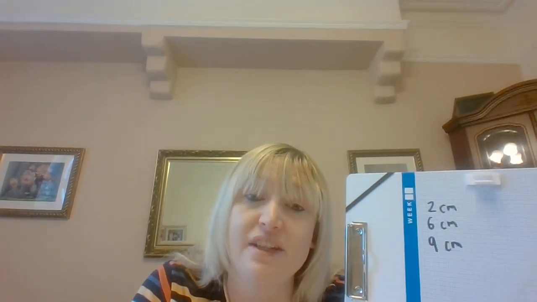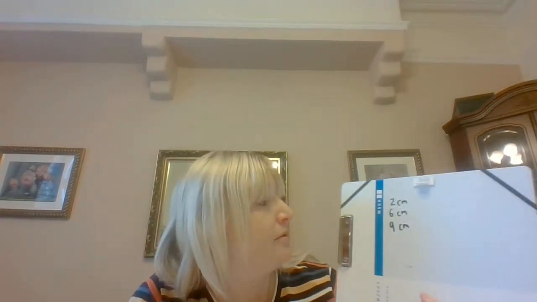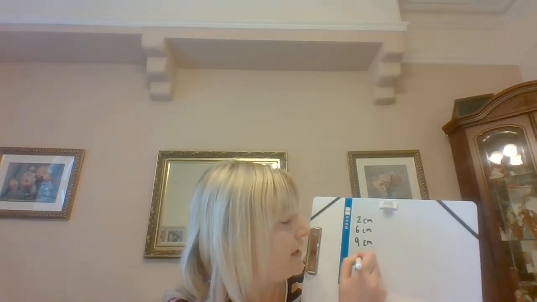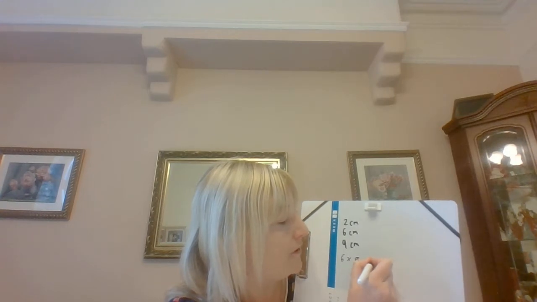So now I've got my 3 measurements. As we know, multiplication can be done in any order and you'll always get the same answer. So you might choose to do the bigger numbers first, or you might choose to do the times tables that you know. I'm going to do the big numbers first, but I find that easiest. Luckily I know my 9 times table and my 6 times table. So I know that 6 times 9 or 9 times 6 equals 54.